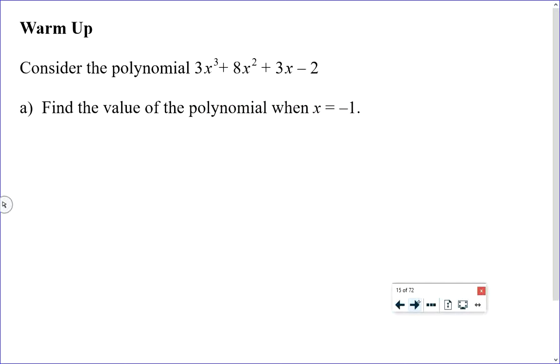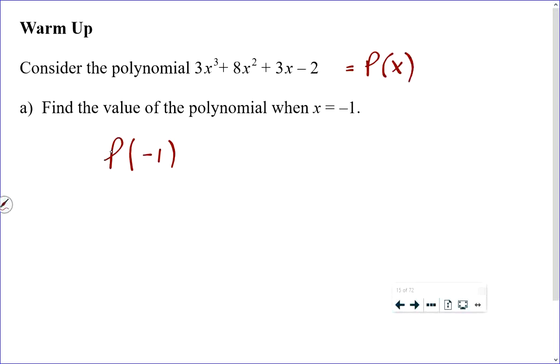So to begin with, as a warm-up, I'm giving us a polynomial. It's 3x cubed plus 8x squared plus 3x minus 2. And I want you to find the value of the polynomial when x is negative 1. What does that mean? It means that we have to determine p of negative 1. Notice I'm taking the liberty here, everybody, of just calling this p of x. We can always do that.